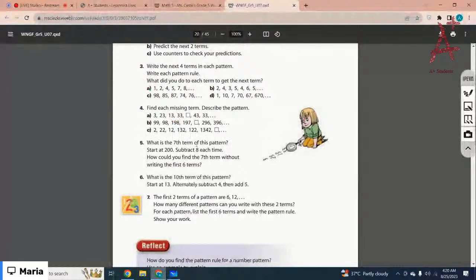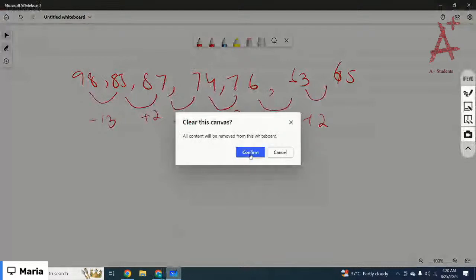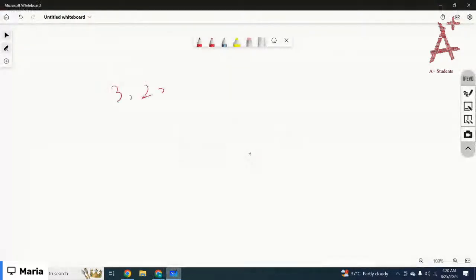Okay, find each missing term, describe the pattern. 3, 23, 13, 33. Let me write it down on board. 3, 23, 13, 33. Missing one, 43, and 33.